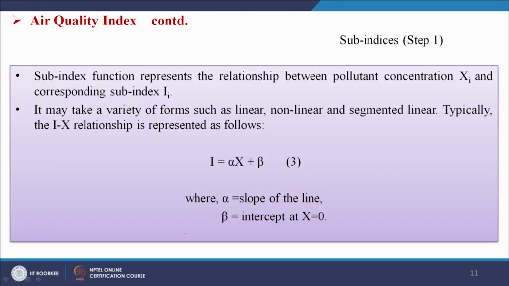Now, as I mentioned, the sub index may be of linear or non-linear type. Very common and very simple is the linear one, an I-x relationship, the concentration of pollutants and impact relationship. So, I is equal to alpha x plus beta, where alpha is the slope of the line and beta is the intercept at x equal to 0, because I equal to alpha x plus beta is a linear expression. So, this is one typical relationship which can be used for the calculation of the sub index or sub indices.